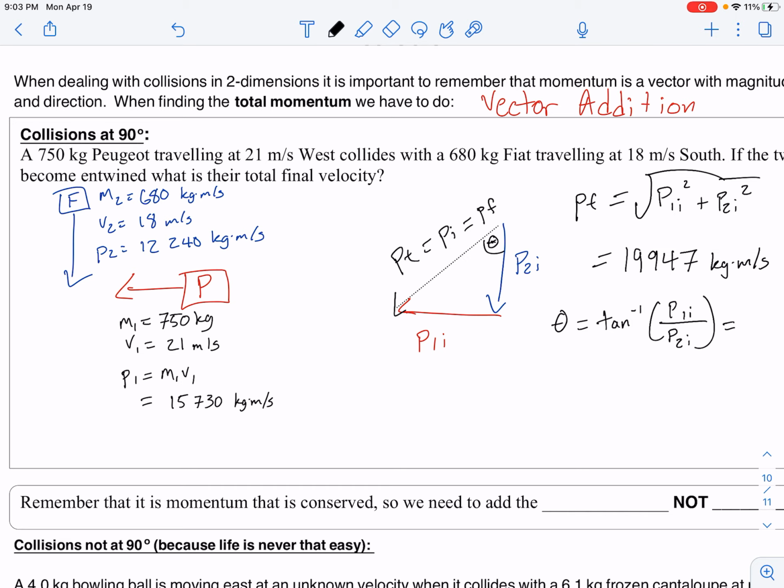Plug in our numbers here. Let's go and plug in my calculator. And I get roughly 52 degrees, and this more specifically is going to be 52 degrees west of south, right? But we're not done yet, because what the question is really asking is, what is the total final velocity? What is VF? Now, we've kind of done the hard work here.